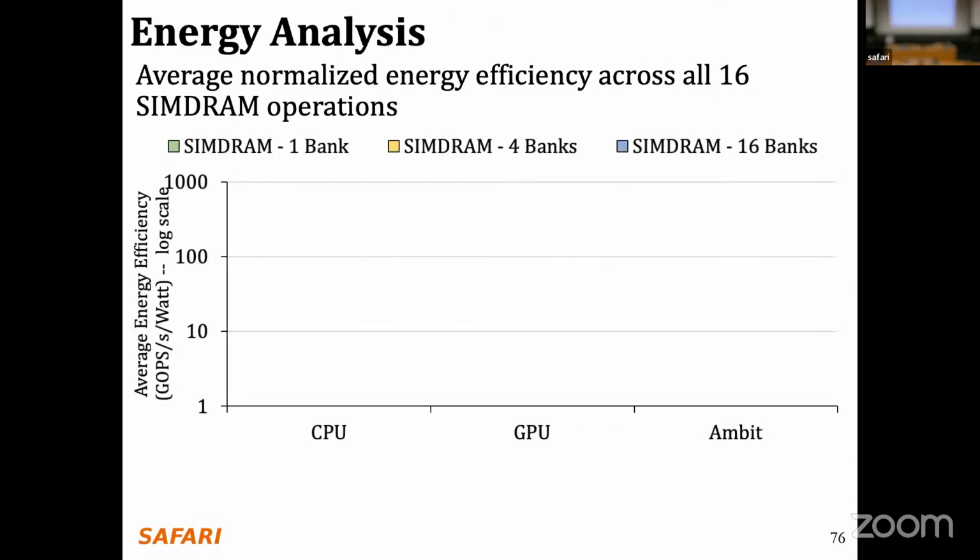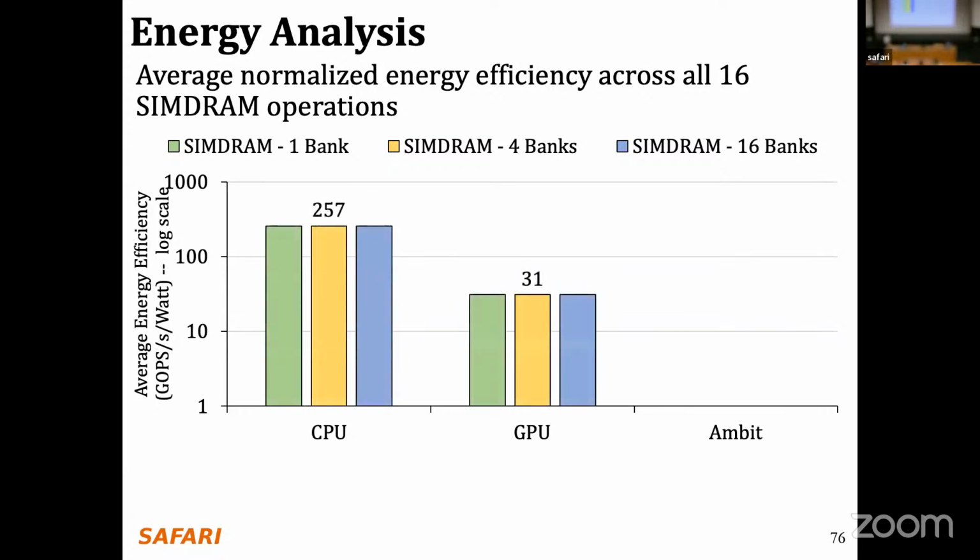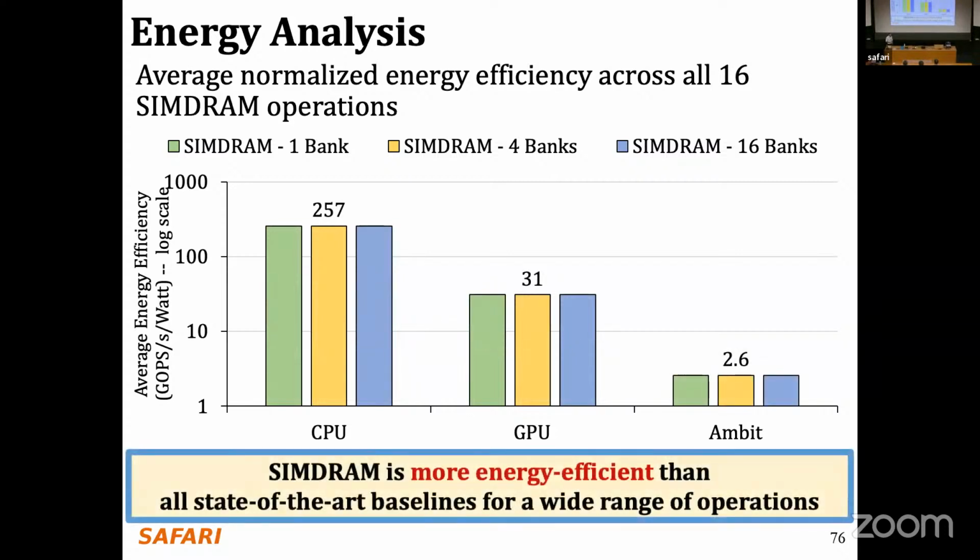So we also evaluate energy. So this is performance per watt. And compared to the CPU, GPU, and Ambit, SimDRAM significantly improves energy efficiency.